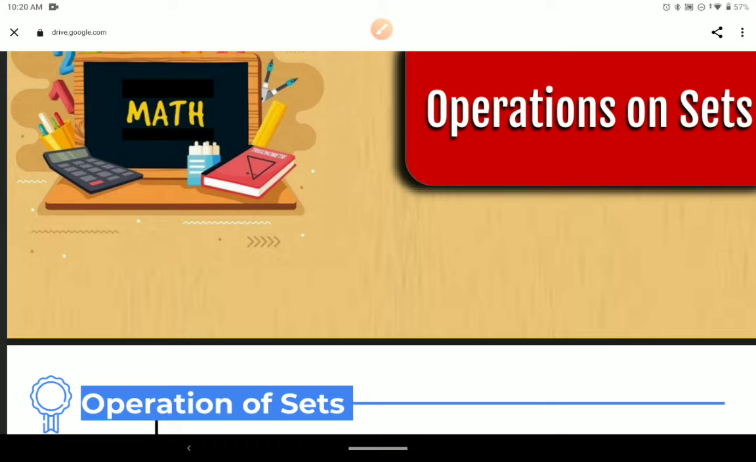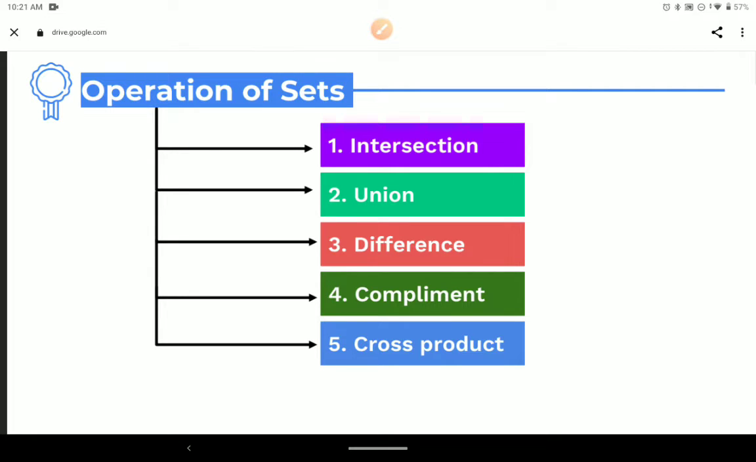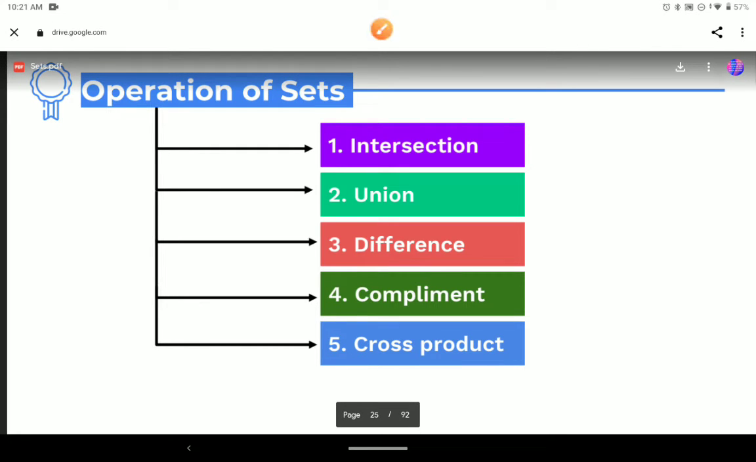So next, operations on sets. I'll go very fast as much as possible from now. So this should be revision. This should not be a lagging session, right? Operation of sets. In this, we should know five types of operations. First is intersection. Second is union. Third is difference, complement, cross product.